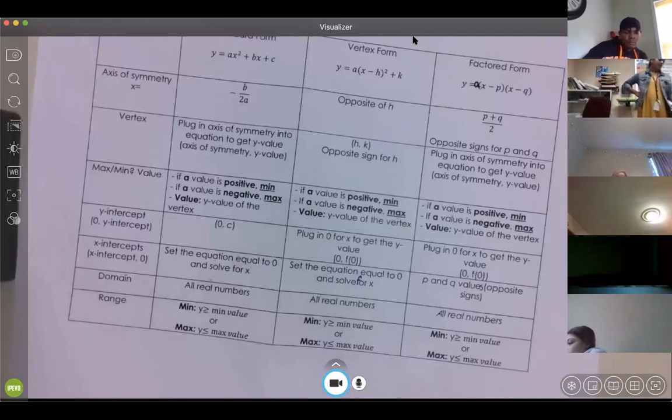To find the y-intercept, it's a little bit more difficult than standard form. You're going to need to plug in the 0 for x, and then whatever you get is your y value.